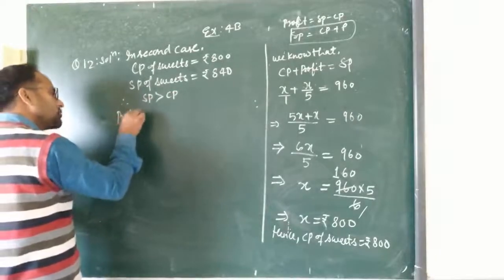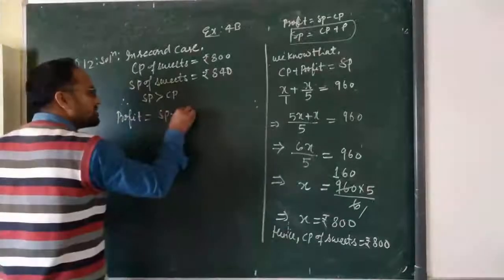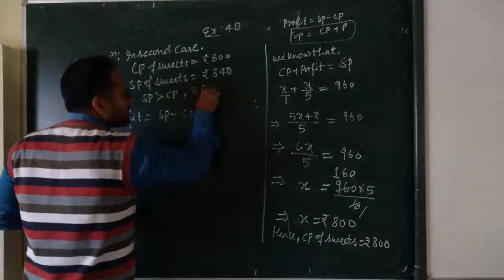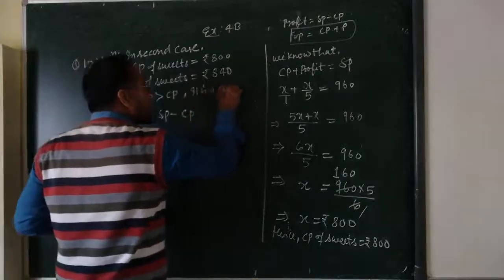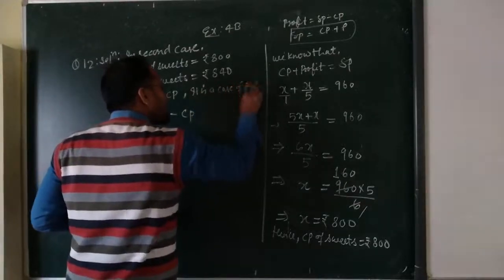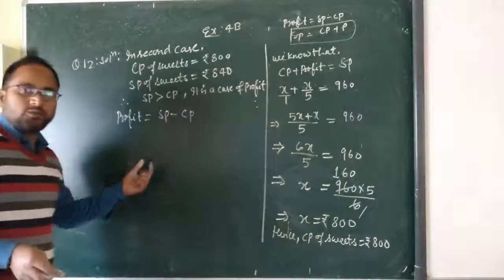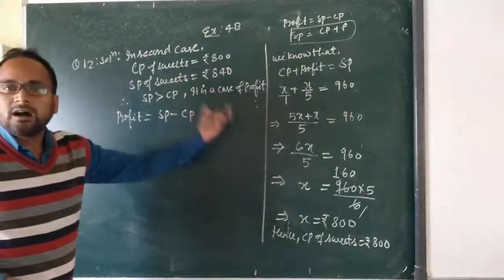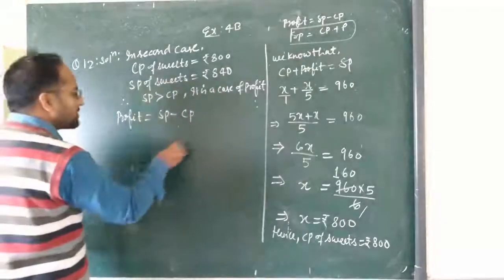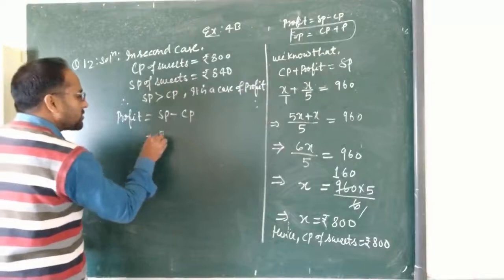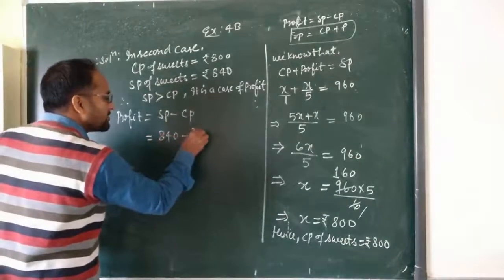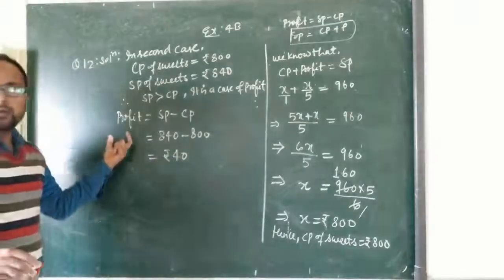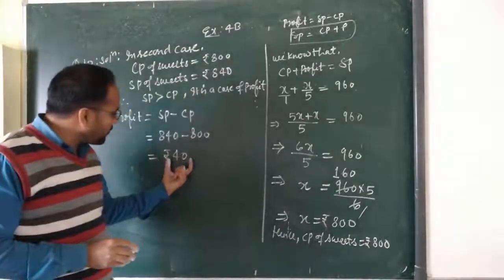So profit is equal to SP minus CP. It is a case of profit. No need to write that one, but if you want, you can write it. If SP is greater than CP, it is clearly a case of profit. So profit is equal to SP minus CP, which is 840 minus 800. So you will get rupees 40. This is the profit.